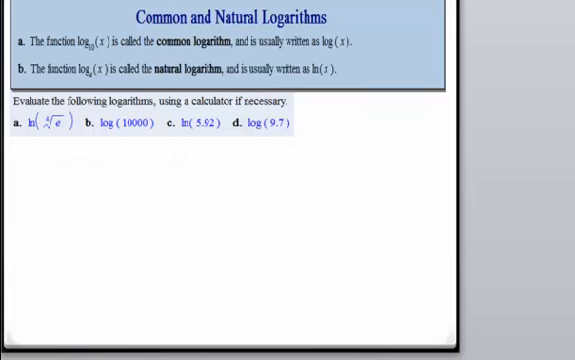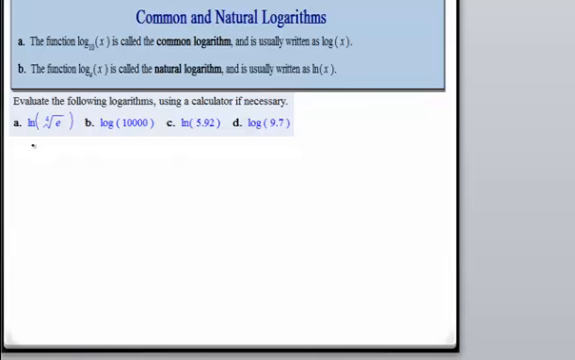Common and natural logarithms. If you don't see a base here, it's understood to be a 10. That's what it would look like, log of x. So there's an invisible 10 right here. If you have a log base e, that's called a natural logarithm, and it's usually written with an ln. So ln of x means log base e of x.